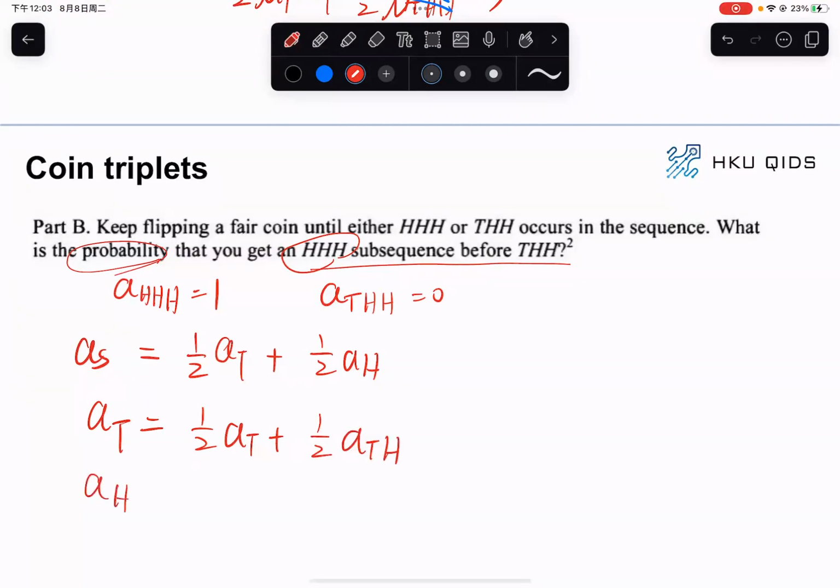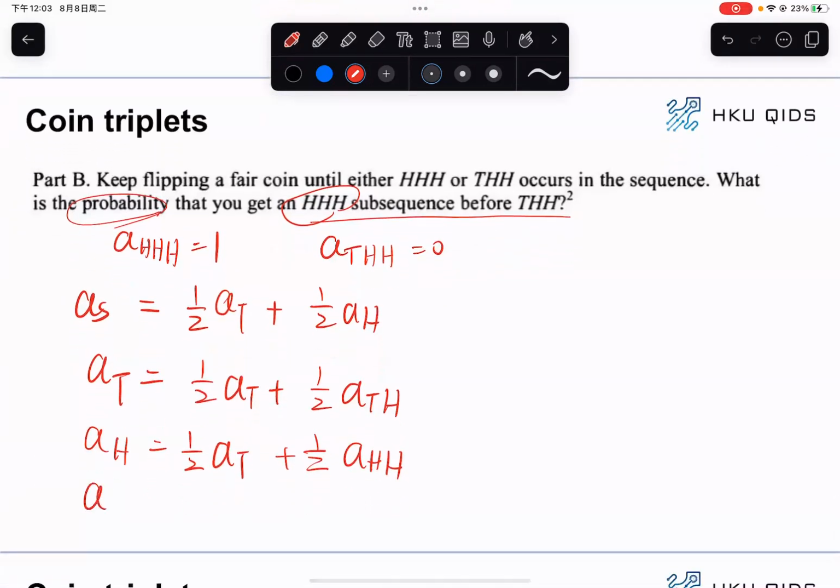And AH is going to be 1 over 2 AT plus 1 over 2 AHH. And how about ATH? ATH is going to be 1 over 2 AT plus 1 over 2 ATHH. If it is THH, then it should be 0. So this is canceled out. And then we also have AHH equal to 1 over 2 AT, if it is T, and plus 1 over 2 A triple H, which is 1, which is just 1 over 2.